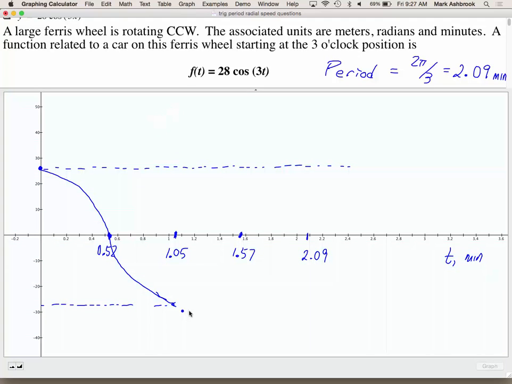Okay, and then what happens in the third quadrant? Back to 0, right? So we're at negative 28, and we go down to the bottom of the circle. Our horizontal distance moves back to 0 from negative 28. Okay, and then in the last quadrant, at the fourth quadrant, we're at 0, and then we end up back at 28.